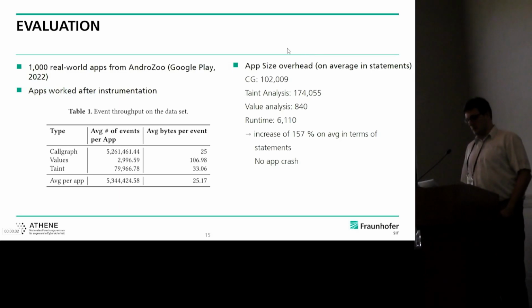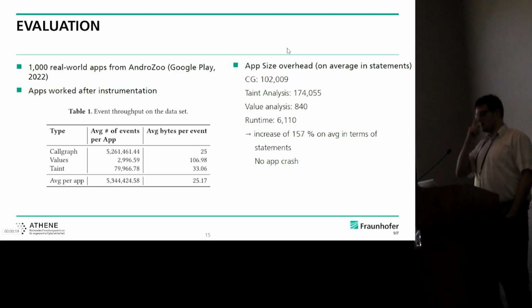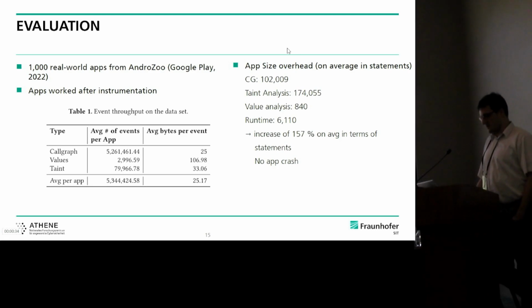So to evaluate our approach, we took 1,000 real-world apps from a repository of Google Play Store apps, and our metric was that if the apps worked also after the instrumentation, so they didn't crash and they produced events, then everything is all right. And everything was all right. You can see in the table the number of different events per application. So for the call graph, there were quite a lot of call graph events, just as expected.